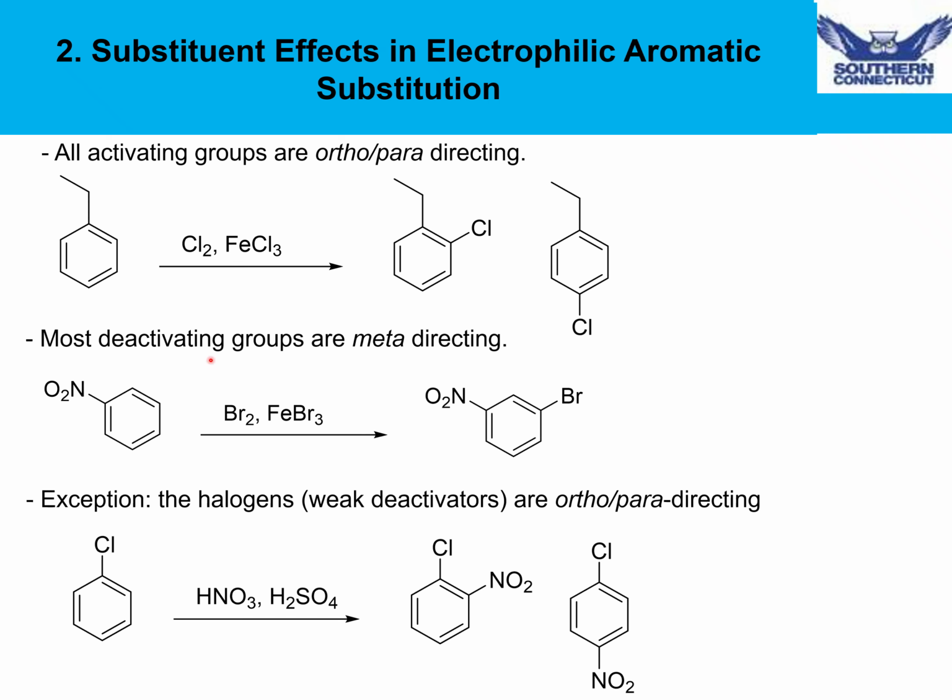Deactivating groups in general will give you meta substitution. This is especially true for moderate and strong deactivators. So a nitro group, which is a strong deactivator, when we do a halogenation like bromination, we would get primarily meta substitution. The exception to that rule is that weak deactivators, which are the halogens, will generally give you ortho and para substitution. As an example, if we had a chlorine and we did a nitration, we're going to get primarily ortho and para products.